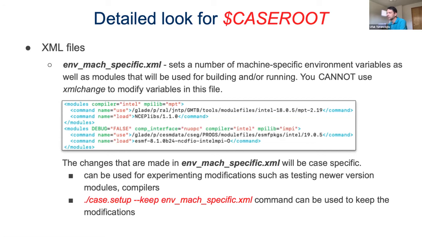So for example, the default one is for when the compiler is Intel and the MPI implementation is MPT, which is the default for Cheyenne. Then you have to use this module and this ANSI lib module for the pre-processing and post-processing. But if you are using Intel compiler with Intel MPI, which is not supported yet with this application, this is just an entry for the HAFS application.